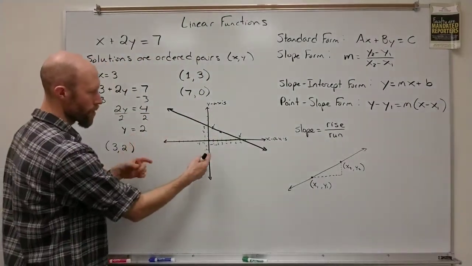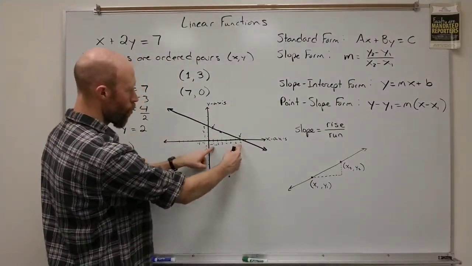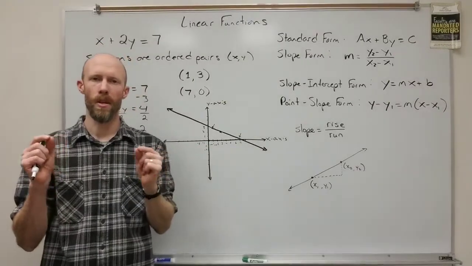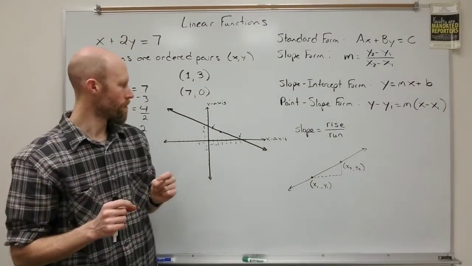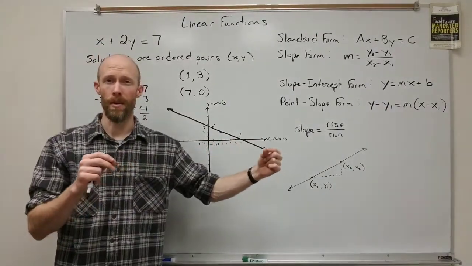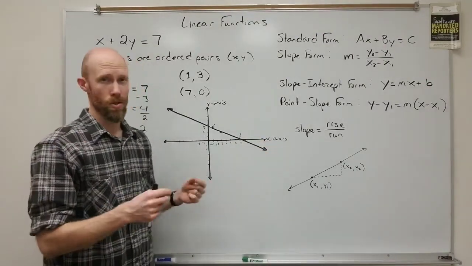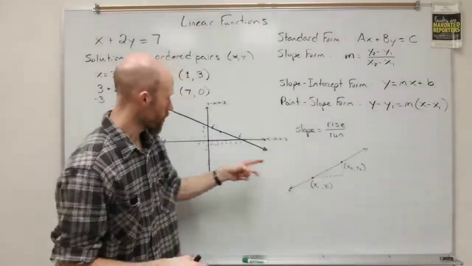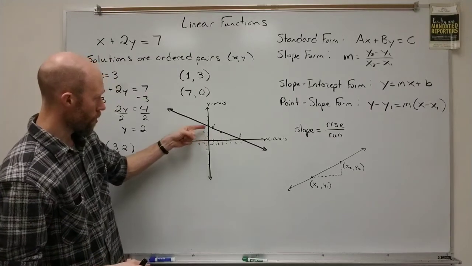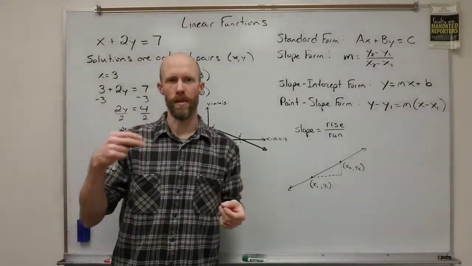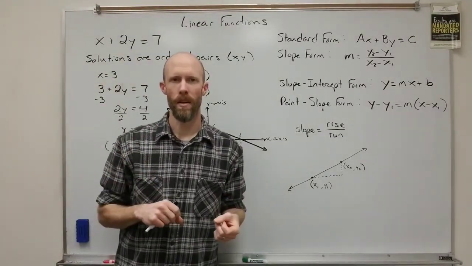In this example over here, you might say it's the difference between 7 and 1 if those were the 2 points you were looking at. That would be a run of 6, the difference between 7 and 1, so you just subtract them. Vertically, same 2 points, the difference between 0 and 3, so you subtract 3 minus 0, and you get 3.